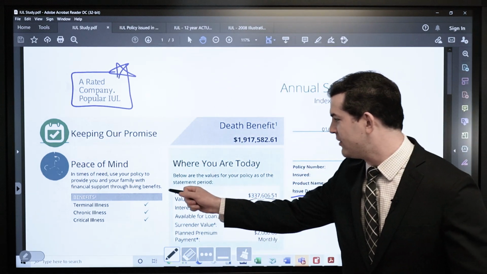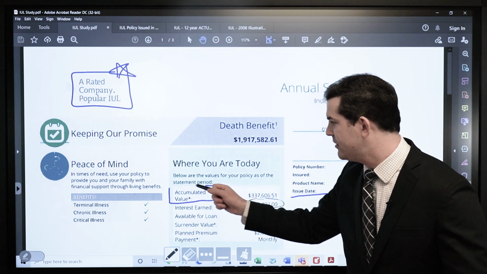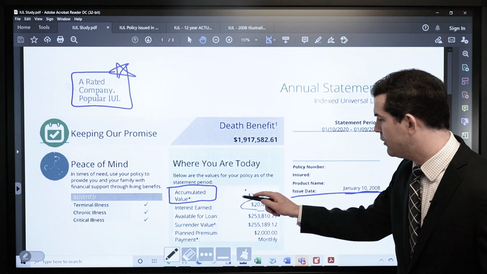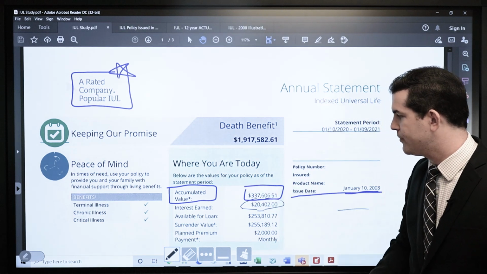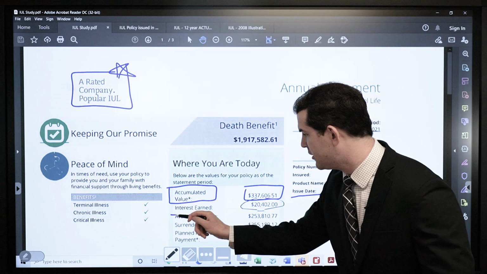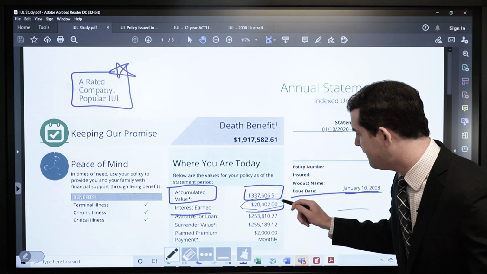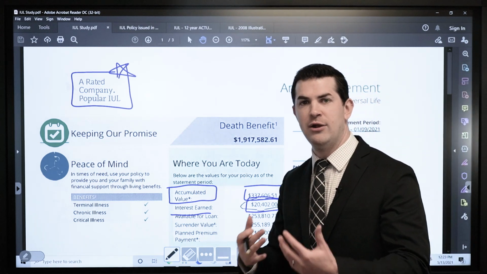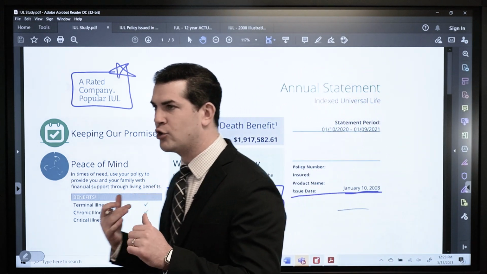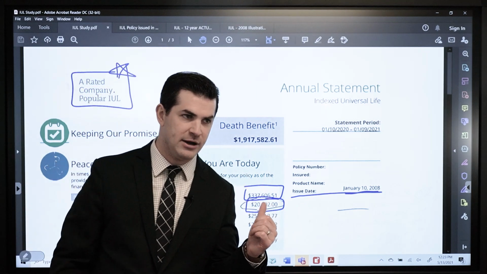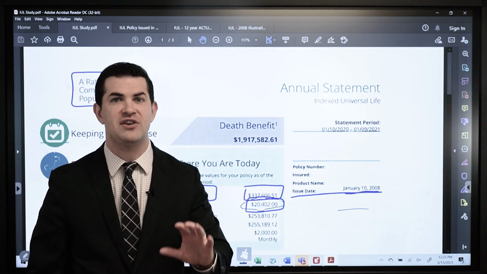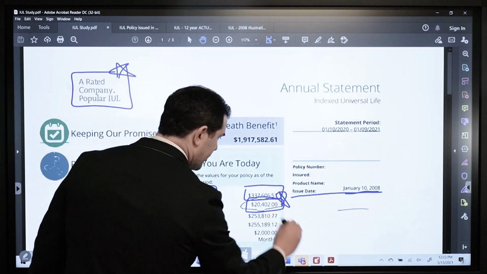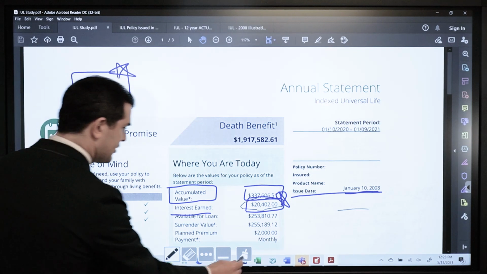And what do we have here? Accumulated value since he started the policy, January 10th, 2008, $337,000, a little bit more. Interest earned this particular year, $20,402. So that was the actual interest earned per the statement when he received this. We're going to see what the actual return is here. It's on the statement as well, but it comes out to a little over 6.8%, 6.86 to be precise. But this year it's showing, okay, $20,000 in interest.